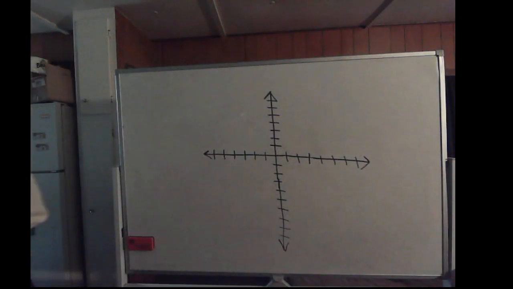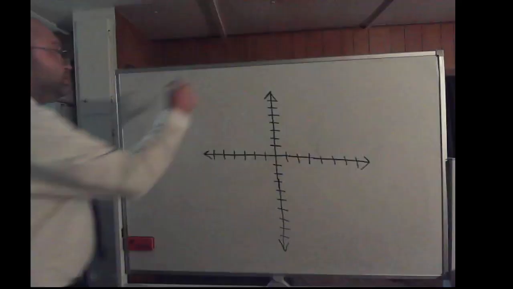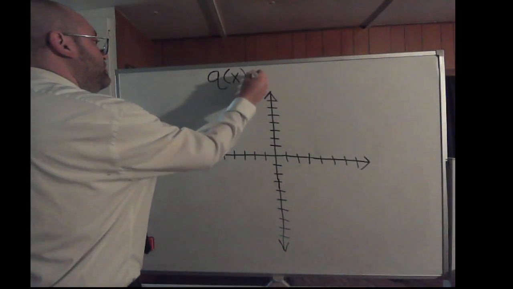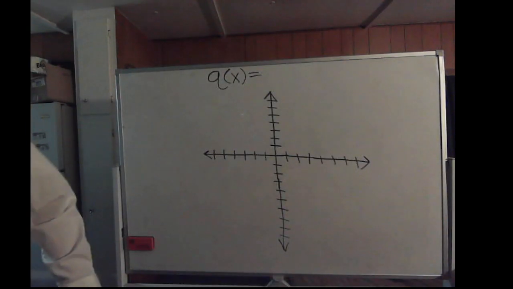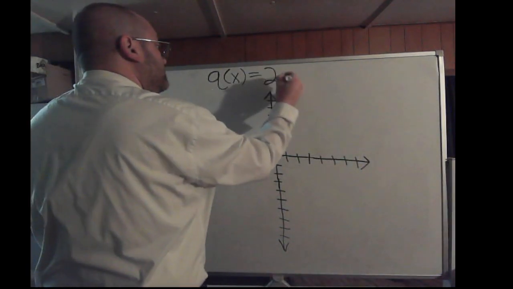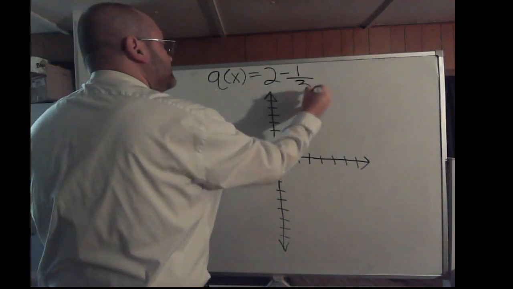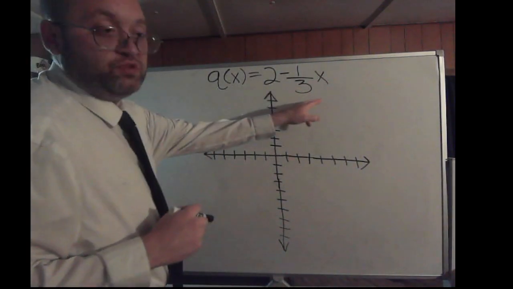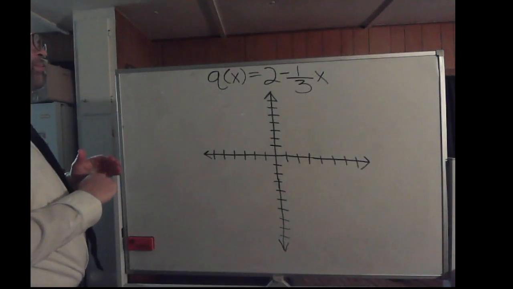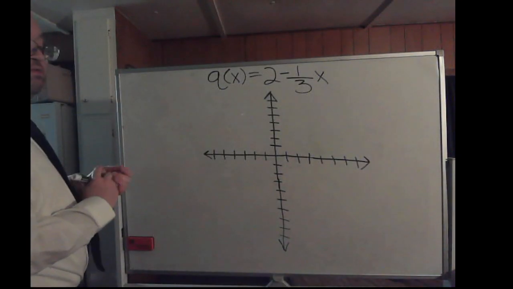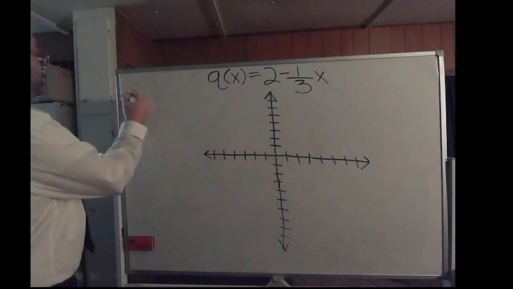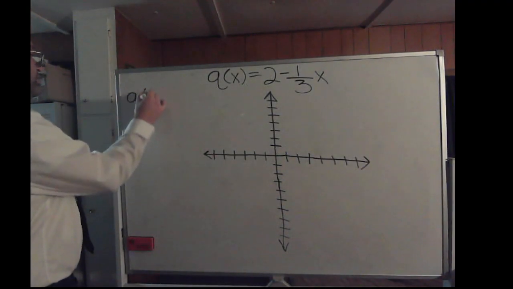What's the next one here? We have q of x equals 2 minus 1/3 x. So we have the function q of x equals 2 minus 1/3 x. Well, first thing again, let's find your y-intercept by setting x equal to 0. So to do that, you'll take q of 0.